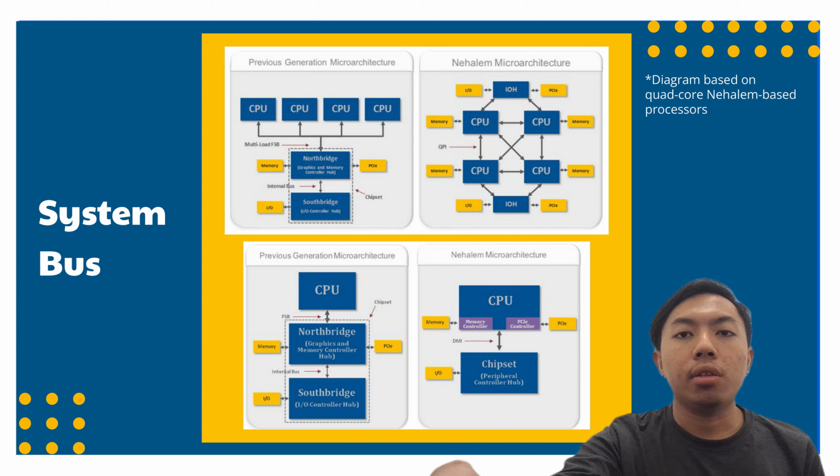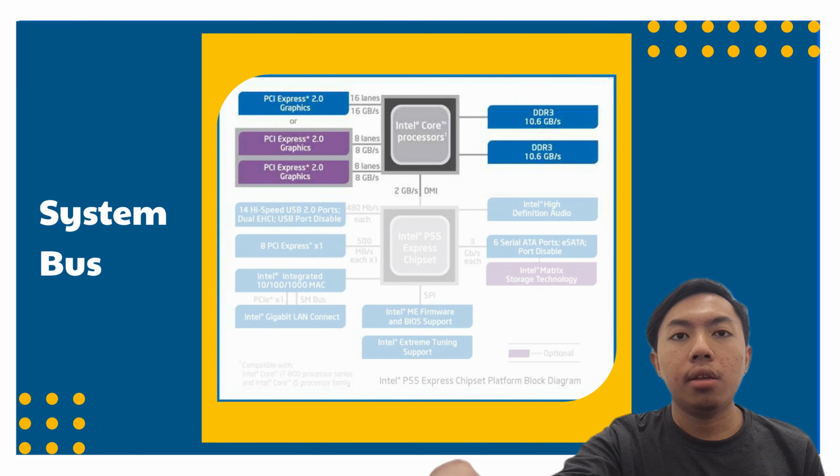And as we can see from the CPU, the Nehalem microarchitecture uses the DMI, which is the Direct Media Interface, to connect with the other part of the computer instead of the front-side bus, which has a lot of bottlenecks.